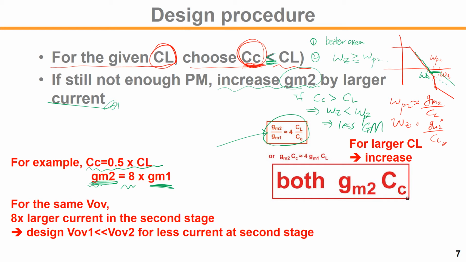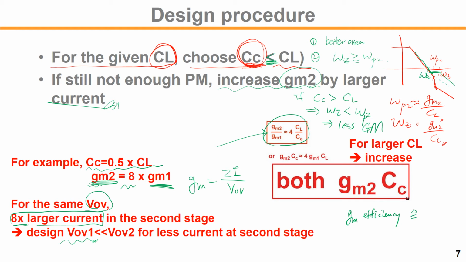So if we simply assume that for the same overdrive voltage, 8 times larger Gm requires 8 times larger current, right? Because the Gm is proportional to 2I over the overdrive, right? But typically, the first stage Gm is designed with much smaller overdrive, so that the Gm efficiency is better. I mean, we increase the Gm efficiency.